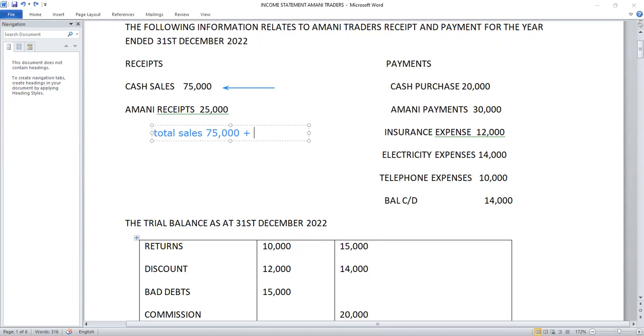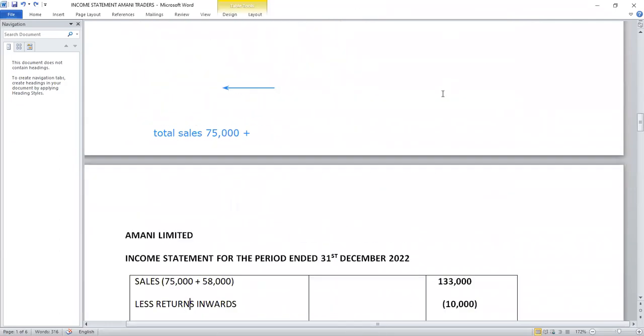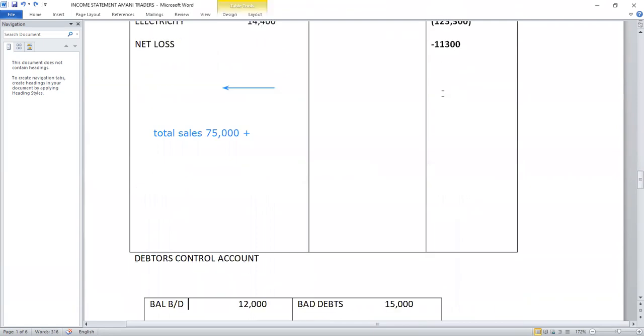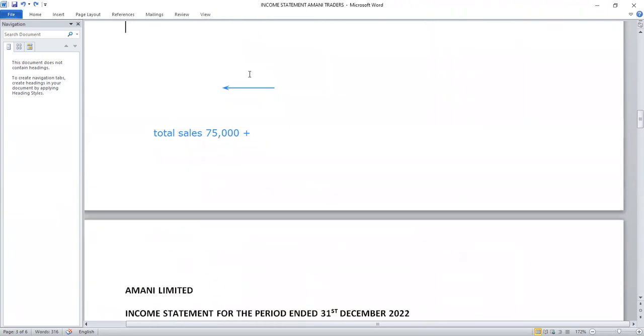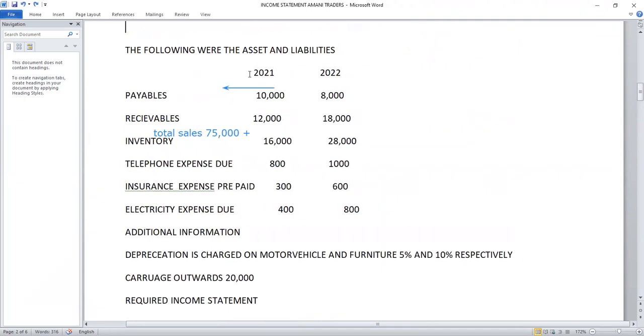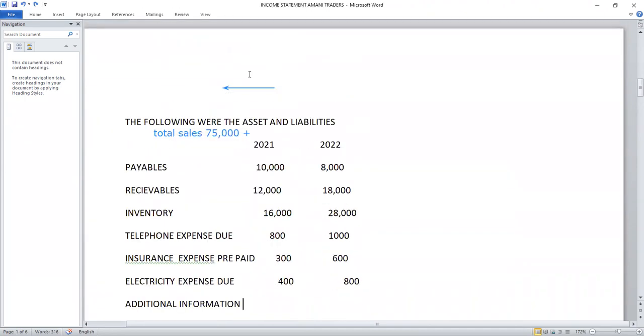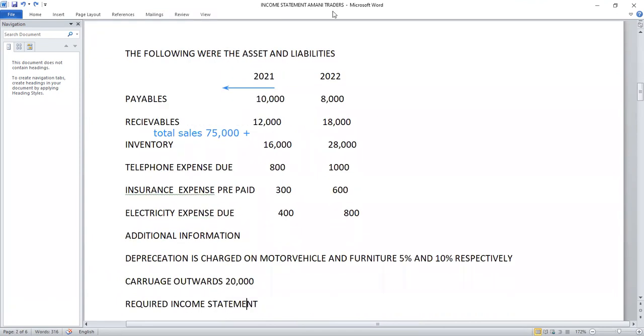Now we need to open a control account to get the value for the credit sales. We need to open what we call a debtors control account, for us to get the figure for credit sales. And this is the debtors control account. We have the balance brought down. Remember, debtors control account, this is an asset. So if I scroll up to where we have the question, let me erase this one first so that we don't have interference.